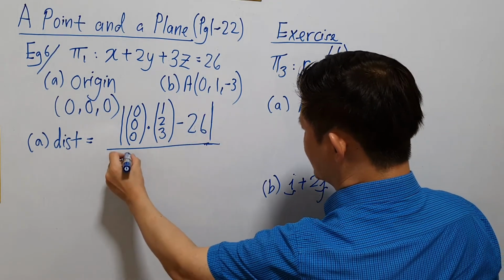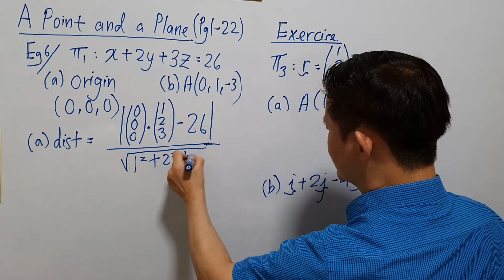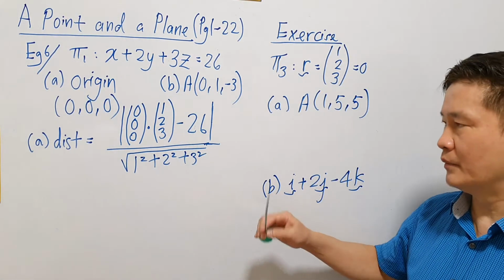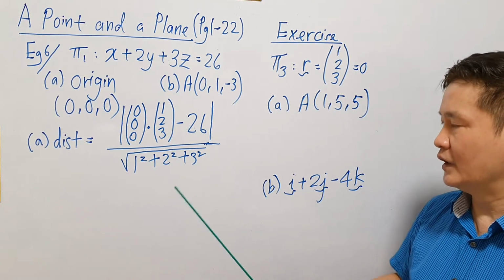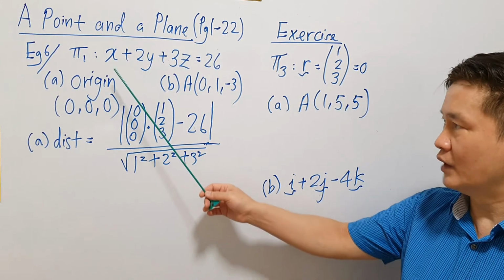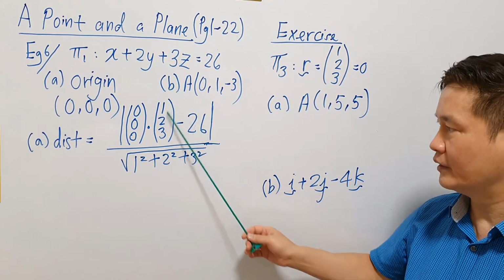How do you find the magnitude of this vector n? It is the square root of 1 squared plus 2 squared plus 3 squared. So once again, to find the distance from a point to a plane, based on the earlier video presentation, you take the point in question, dot with the normal vector of the plane, 1, 2, 3.